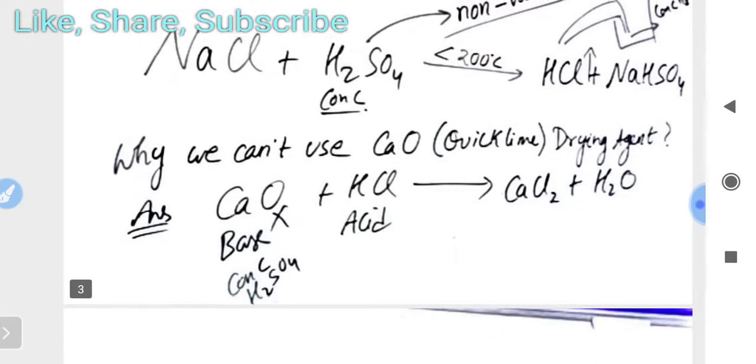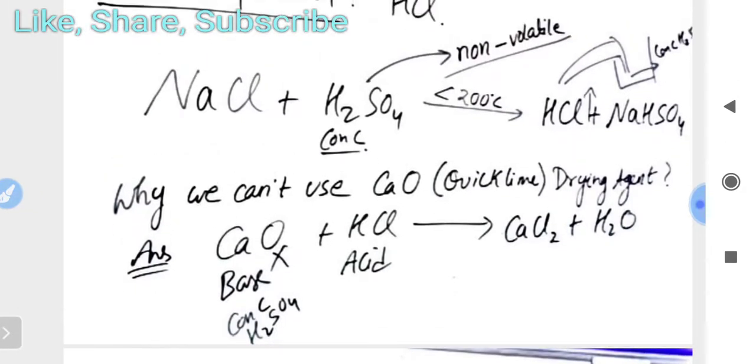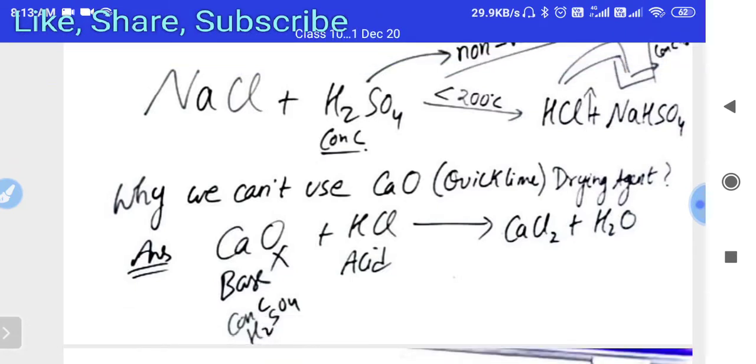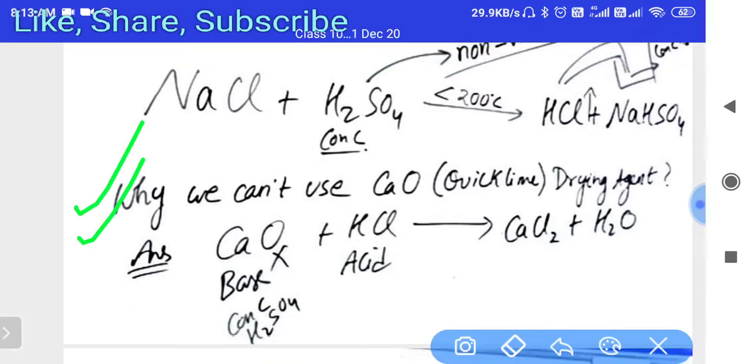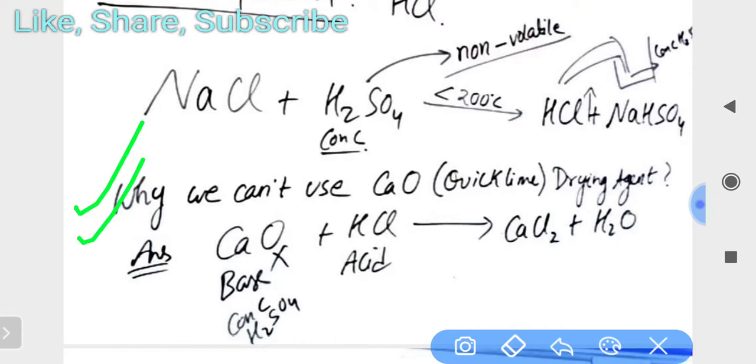Another question based on the lab preparation asks why we can't use CaO, quicklime, as the drying agent. Why are you not using it here? Because, as you all know, it is a base, and it can react with HCl. You have to keep in mind that in the preparation, the HCl is evaporated in the form of gas here.